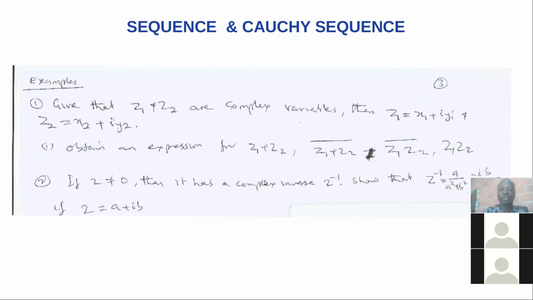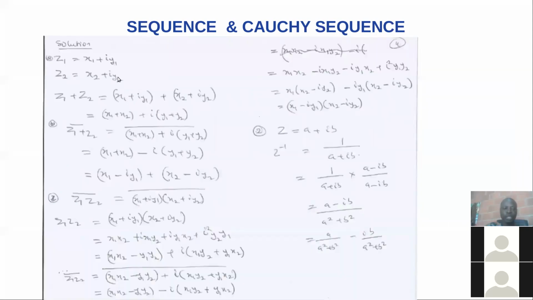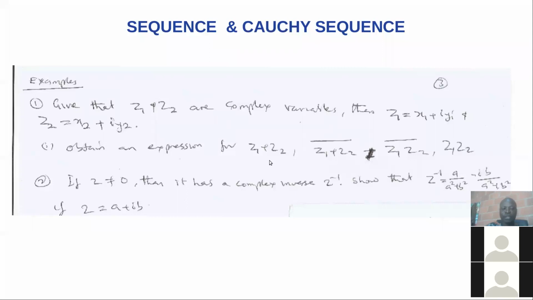So obtain an expression for z1 plus z2, and also for the complex conjugate of z1 plus z2, and also for the complex conjugate of z1 z2, and also for z1 z2. The second question is that if z is not equal to 0, then it has a complex inverse of this. Show that z inverse is equal to this if z is equal to a plus ib. Now let's see how we can demystify this problem. The first question here is that we should obtain an expression for this.